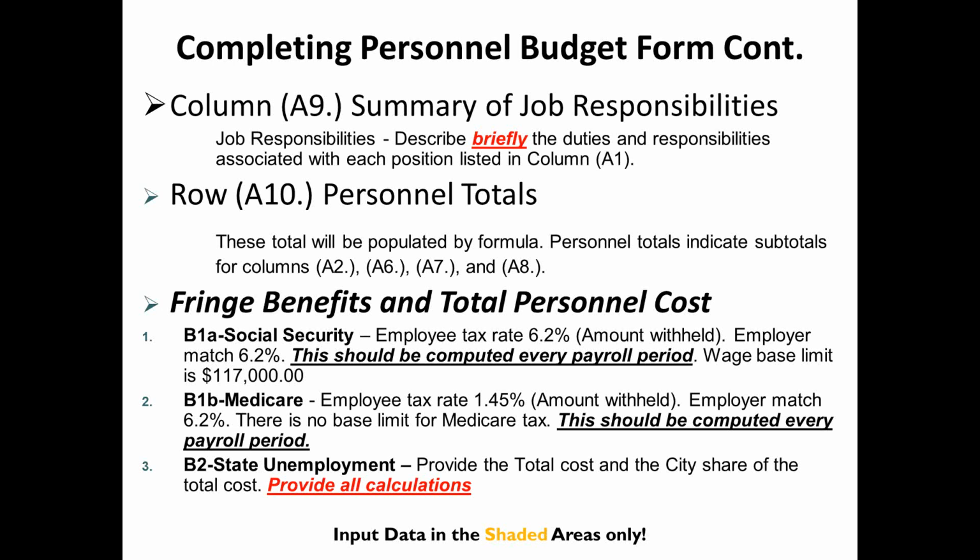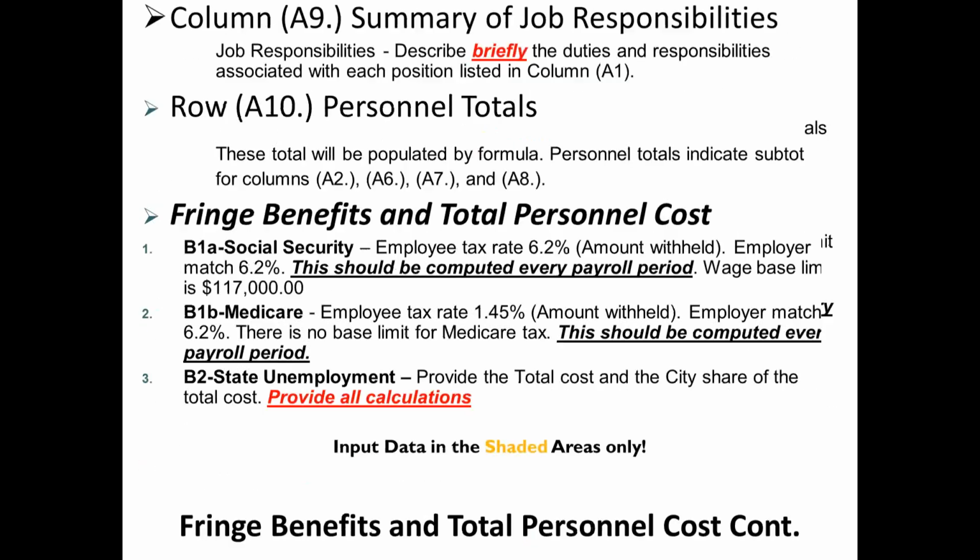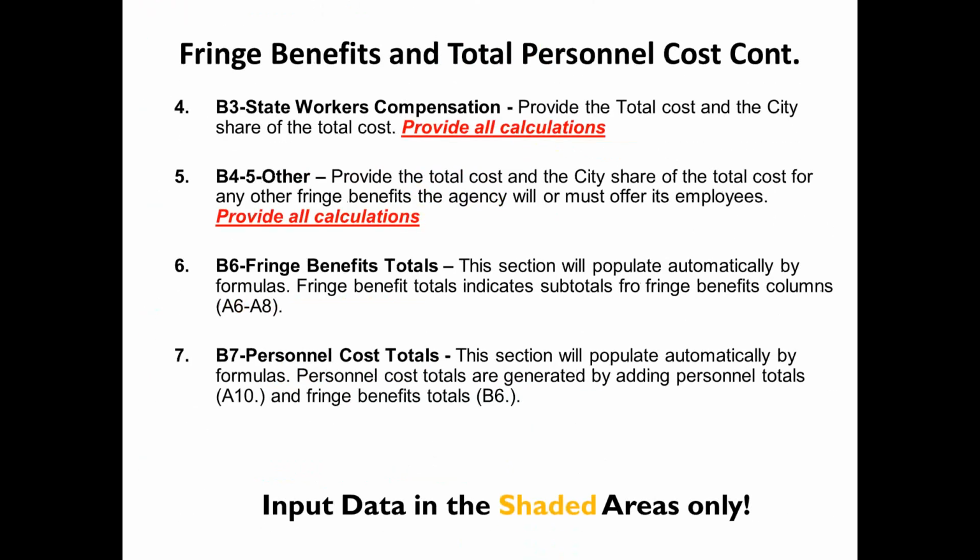B2, we have state unemployment. Here you want to provide the total cost. There's unemployment insurance and state workers' compensation insurance. We have other. The other is going to be for benefits that you are providing that didn't fit in any of the categories above. And one thing you want to make sure of in other is that for the fringe that you are asking be budgeted, you indicate what that fringe is. There will be a shaded area on the form for you to indicate that.